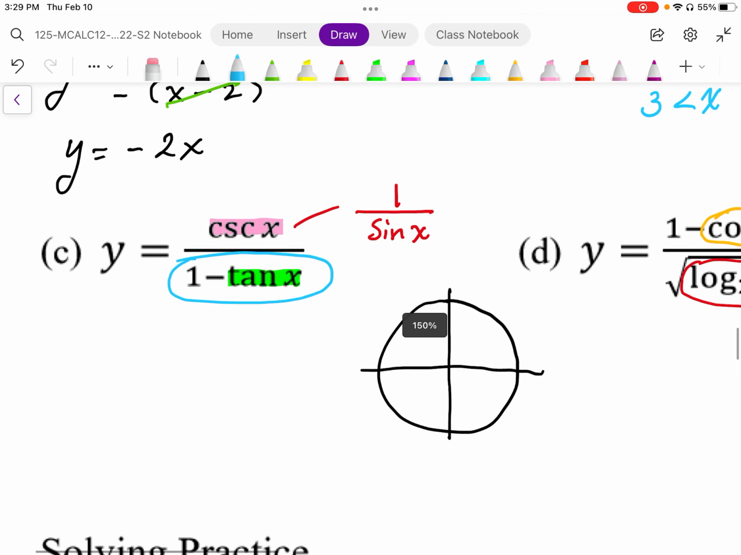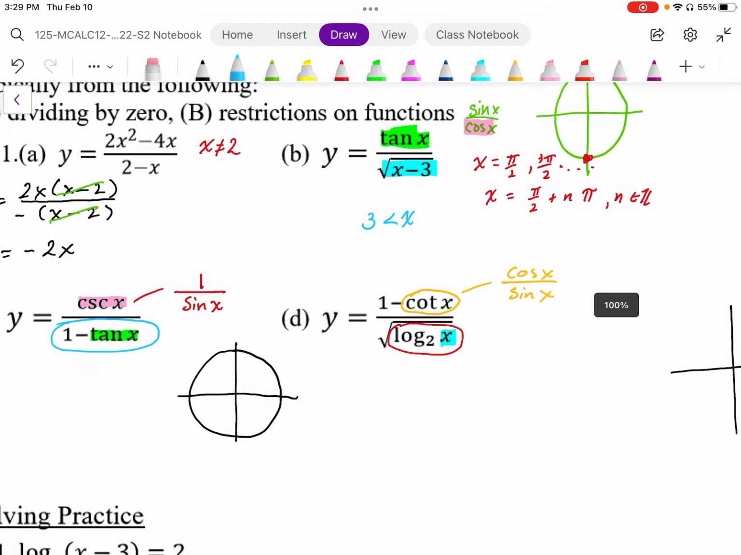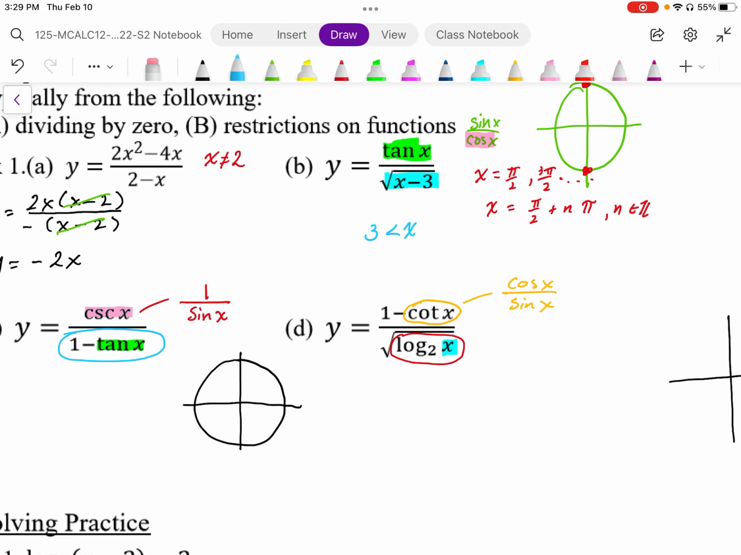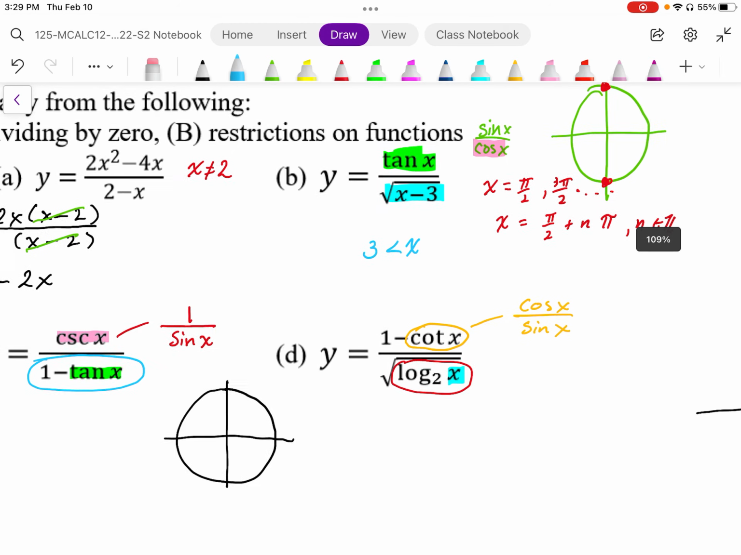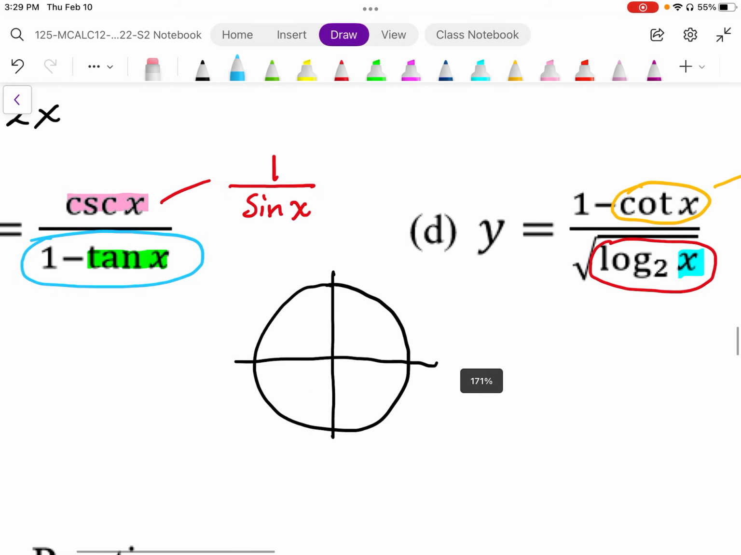When I take a look at this one, we have 3 different restrictions that we have to consider. The cosecant has a divide in here, so we have to worry about that sine being 0. The tan has a divide, which means the cosine, like we have up here, can't be equal to 0. And also the denominator 1 minus tan can't be equal to 0.